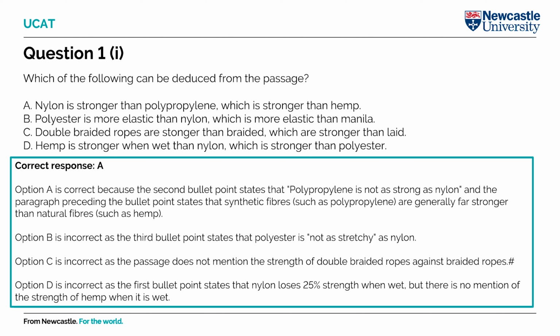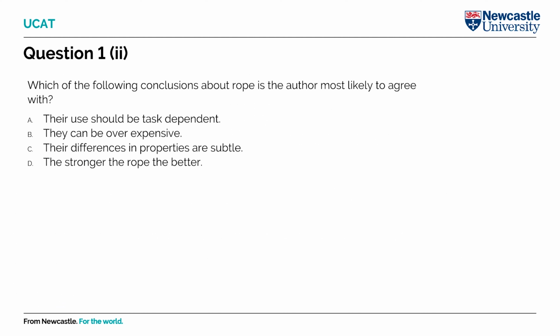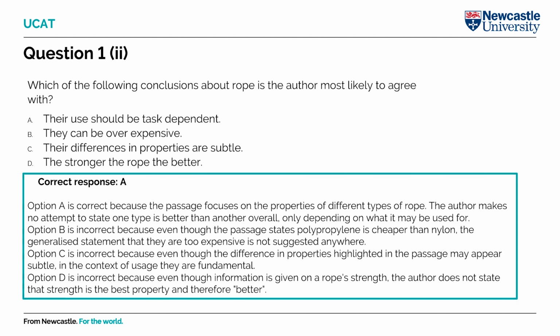If you got it wrong there, we do have the rationale for why options B, C, and D are incorrect. So I'll let you read them if you like. Question 2, which of the following conclusions about rope is the author most likely to agree with? A, B, C, or D? The answer there is A.